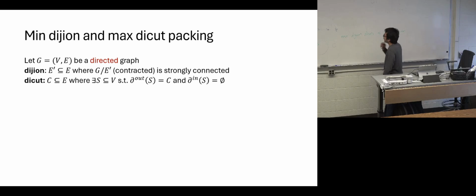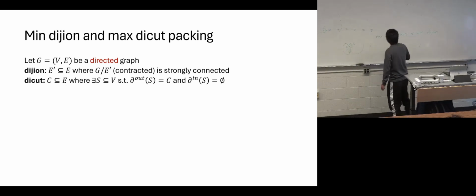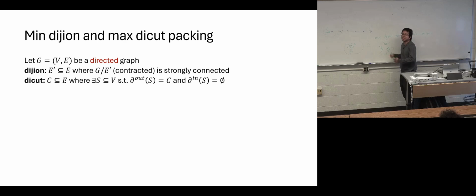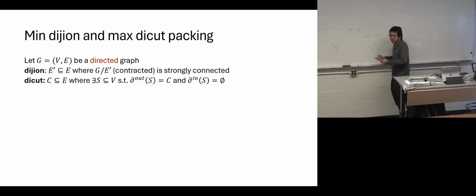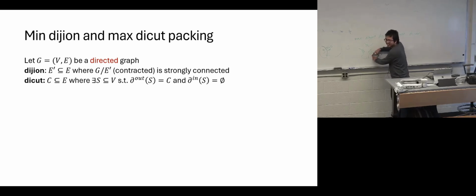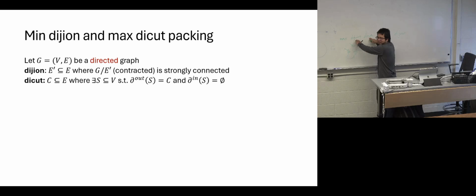So maybe the way to see this is like this. Maybe I can say that if I have many disjoint dicuts, then the dijoin needs to be at least the size of the number of dicuts, right? Because if I don't contract any edge here, then the graph cannot be strongly connected. Okay, so the minimum dijoin is at least the number of different dicuts for sure.